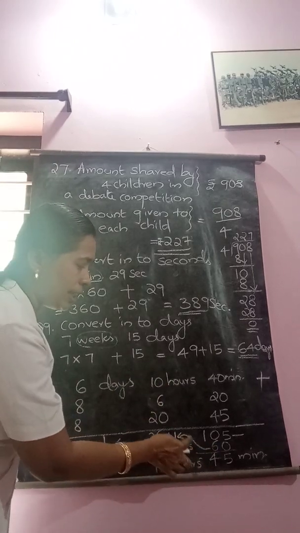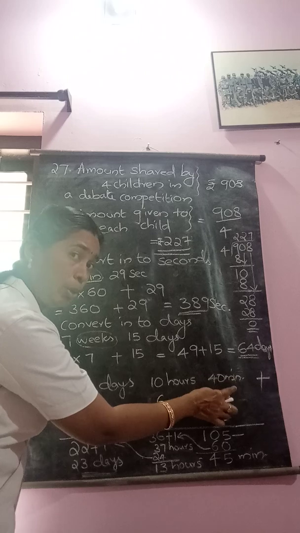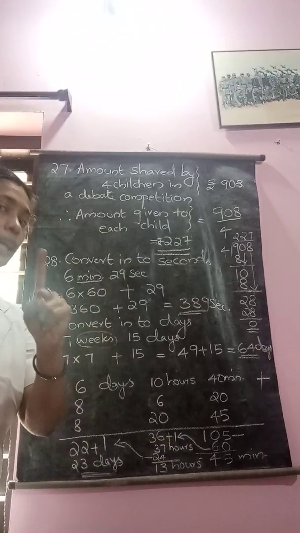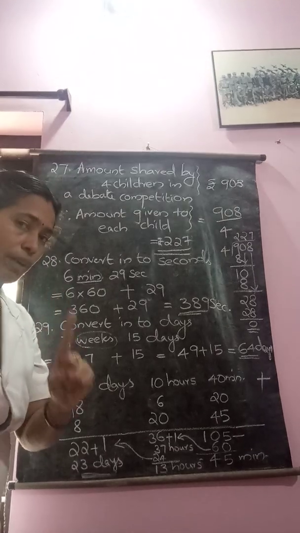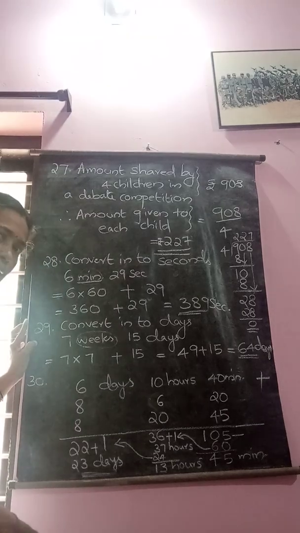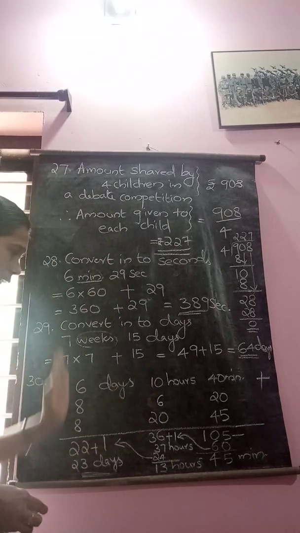And this 60, when it is moved to the hours column, will become 1 hour only. So we have 37 hours. We got 37 hours. Now think about the next column.